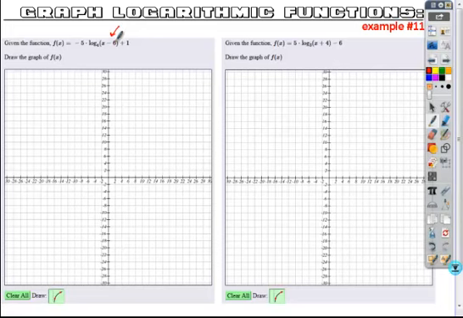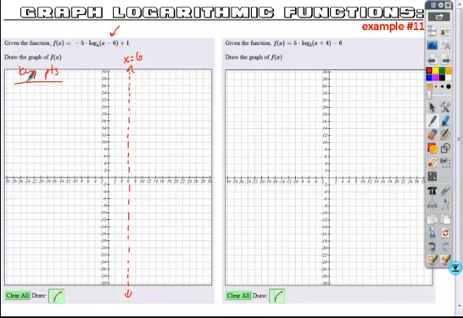So what value would that be? All right, so we're going to have a vertical asymptote at 6. So I'm going to start with that. Okay, and then I'm going to find my key points.